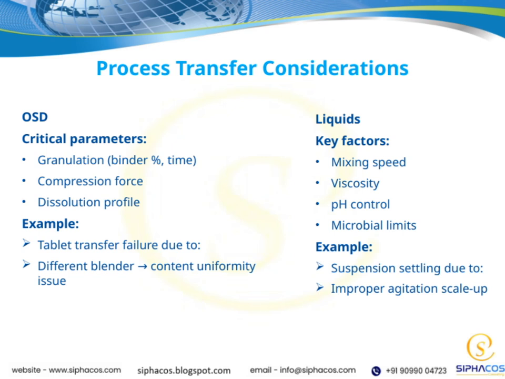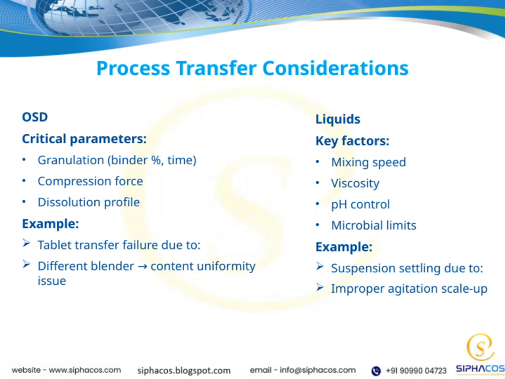To illustrate these points, consider suspension settling. This often happens due to improper agitation during scale-up, which means if mixing isn't optimized, particles can settle out, leading to inconsistent dosing or appearance issues. So, maintaining proper mixing parameters is vital for product quality.